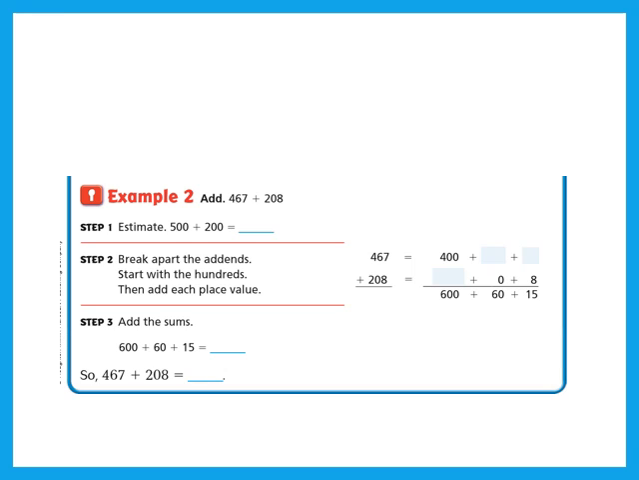Here's example 2 at the bottom of page 25. This time I'm adding 467 plus 208. My first step is to estimate. Remember, when I estimate, I round first and then add. So I'm going to round 467 to the nearest hundred, and that equals 500. Then I'm going to round 208 to the nearest hundred, and that would be 200. So when I add 500 plus 200, that equals 700.